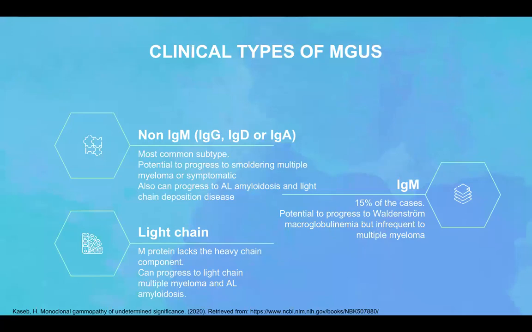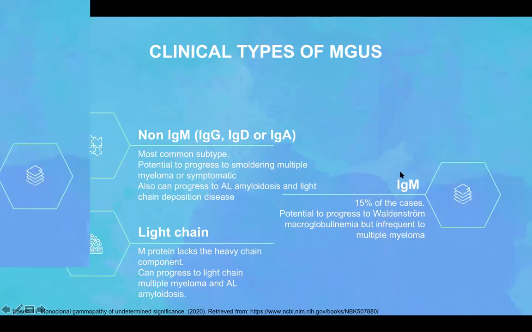We're going to find 3 types of MGUS, depending on the immunoglobulins that we discover in patients. The first one is the non-IgM MGUS. This is related to IgG, IgD, or IgA. This is the more common subtype. It can progress to smoldering myeloma when there is an increase in the levels of M protein and clonal cells in the bone marrow, and it can also progress to amyloidosis and light chain deposition disease.